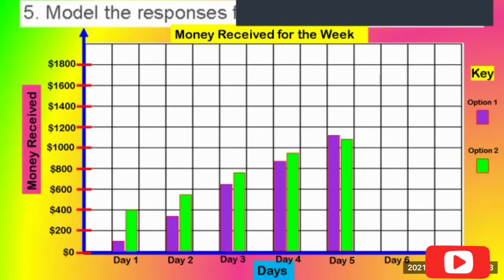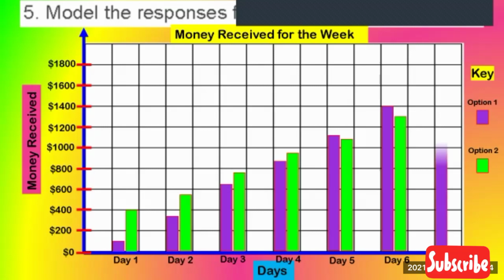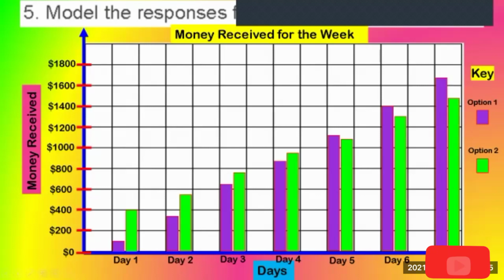So on day 6, we have option 1 at $1,400 and option 2 at $1,300. Day 7, which is our final day, we have option 1 at $1,660 and option 2 at $1,480. So if you compare the lengths of the different bars, you'd realize again that it is on day 5 that the options became the closest.